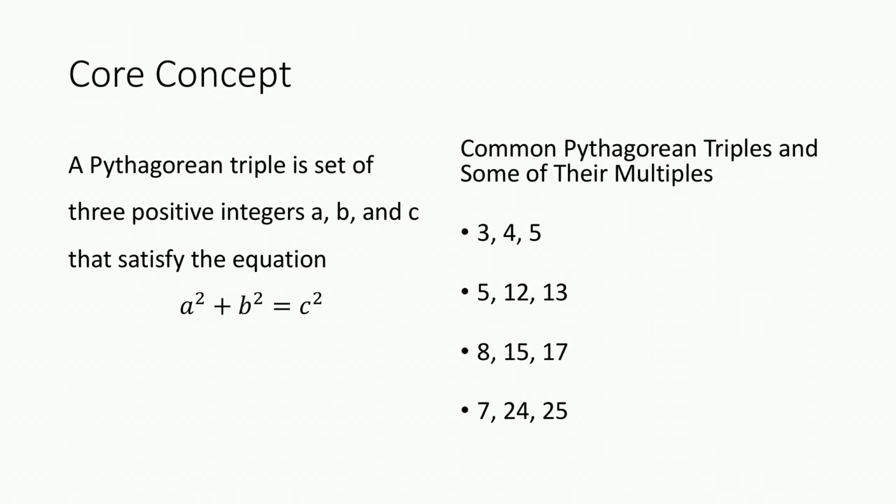So the core concept is a Pythagorean triple is a set of three positive integers, a, b, and c, that satisfy the equation. What I want you to write is Pythagorean triples, and I want you to write this list of three numbers. What basically this is saying is I can plug any of those in, and they're all going to work using our Pythagorean theorem, right? So let's just use the first one as an example.